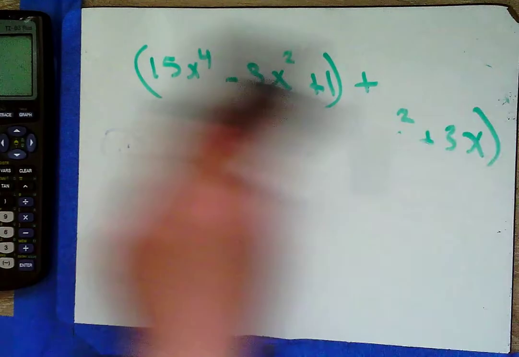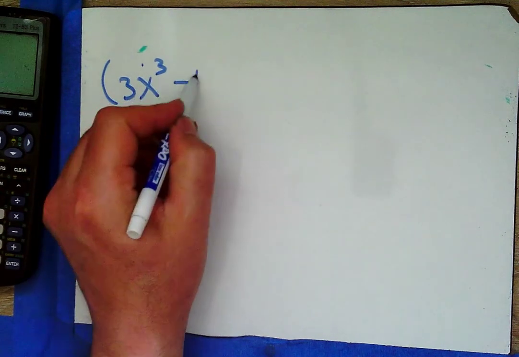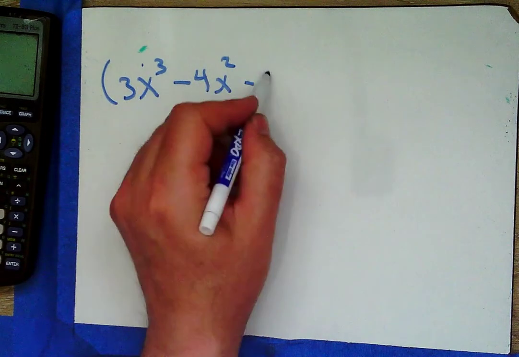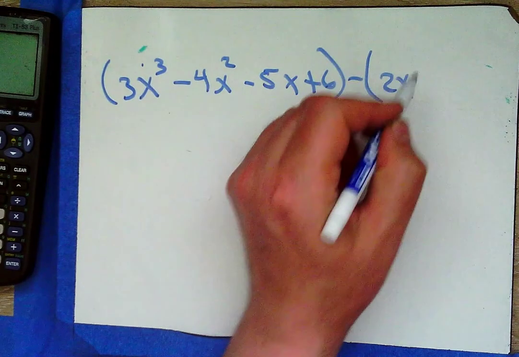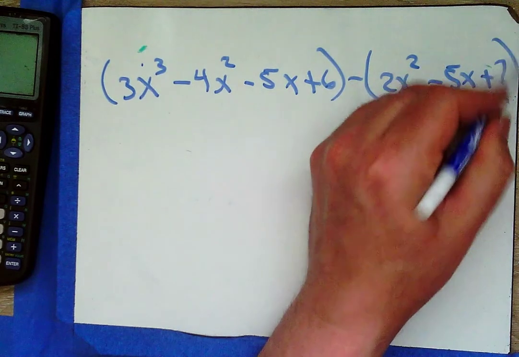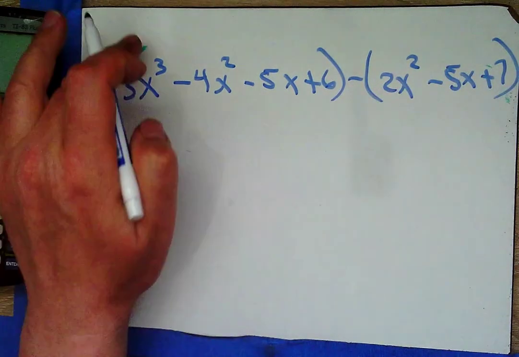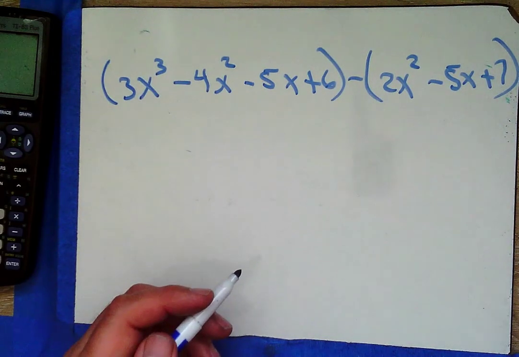Okay, so here's your last adding and subtracting one. 3x to the 3rd minus 4x squared minus 5x plus 6 minus 2x squared minus 5x plus 7. All right, pause the video, do this subtraction of polynomials, and come back when you're done.